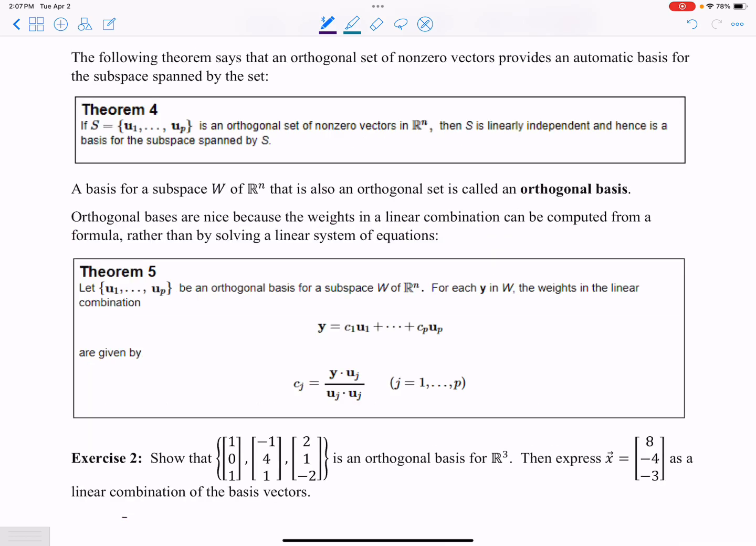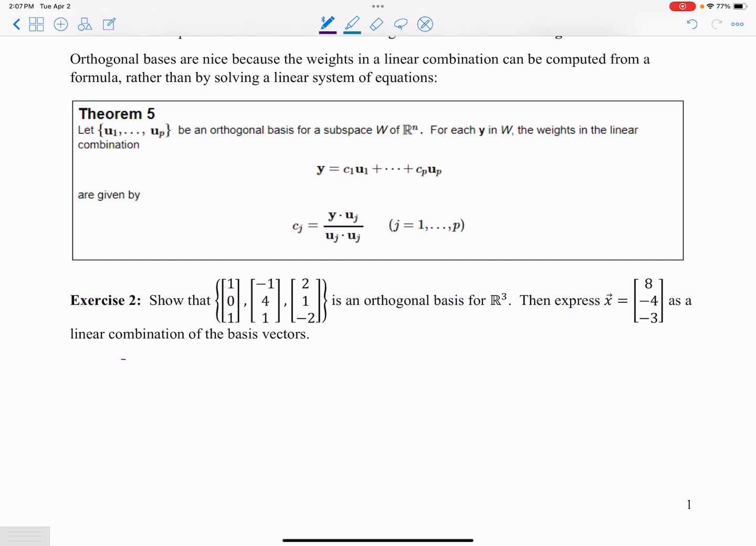Theorem 4 just says that if you have an orthogonal set of non-zero vectors, then they will be linearly independent, and thus they will be a basis for the subspace spanned by that set. The way I like to think about this is if I start with two vectors, and then I create another one that's orthogonal to both of them, that adds another dimension. If I add another one that's orthogonal to all three, that adds another dimension. So you're just adding dimensions every time you insert another orthogonal vector.